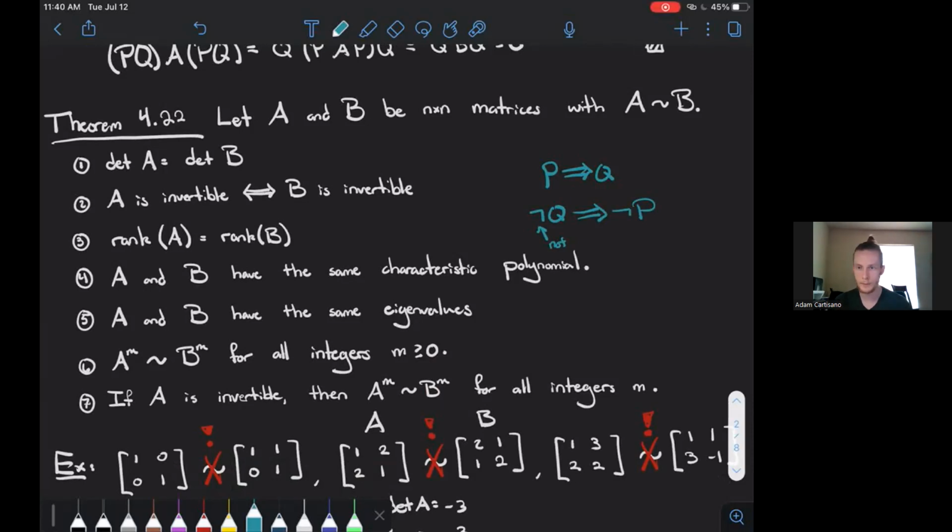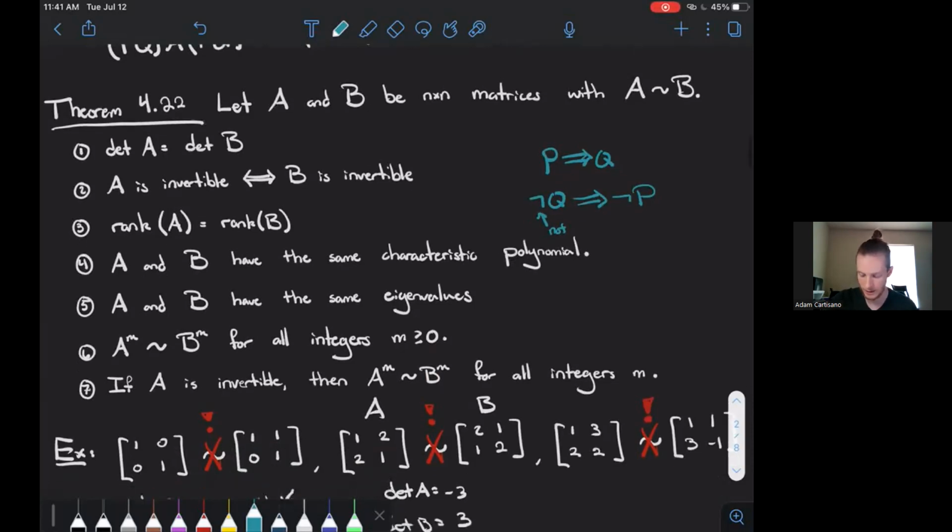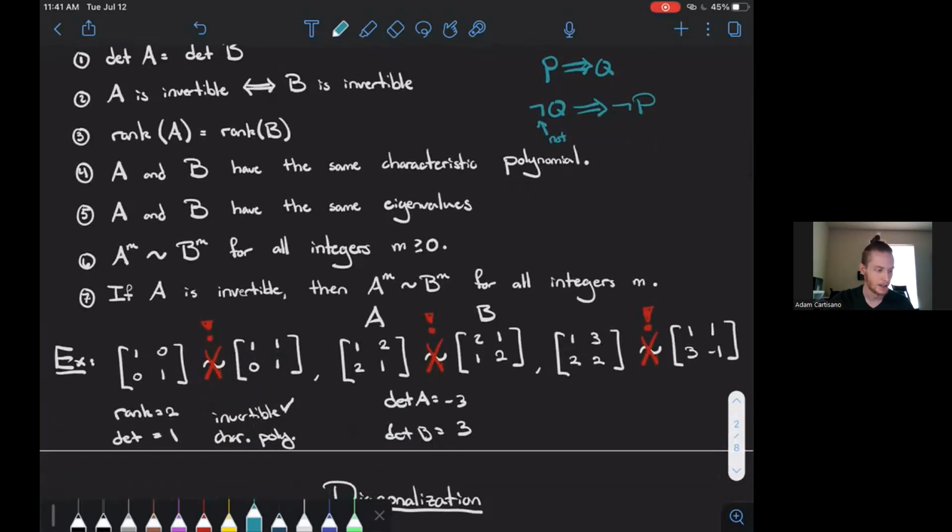We said, okay, if A is similar to B, then the determinant of A is the determinant of B. Well then, if the determinants of A and B are different, then A and B are not similar. That also makes for a grammatical sentence that's quite the nightmare.